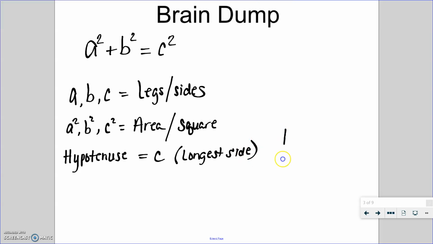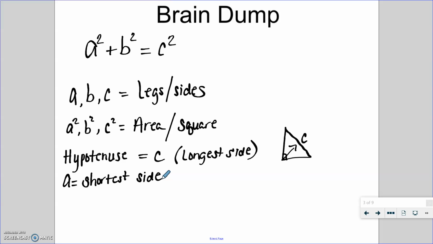Whenever we have a right triangle, remember when we draw our arrow coming from the right angle, we are always pointing at c, which is our hypotenuse. Our hypotenuse is the longest side. A is typically your shortest side. So we know all of this information, and we know to draw a picture when we have to label.